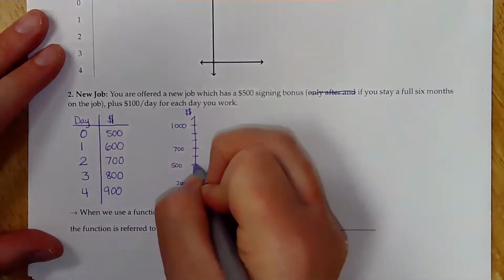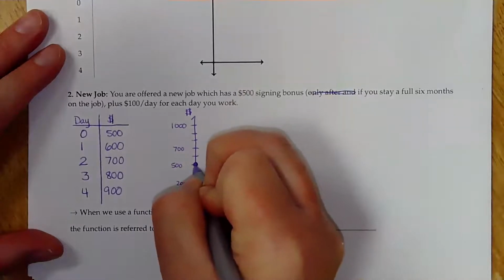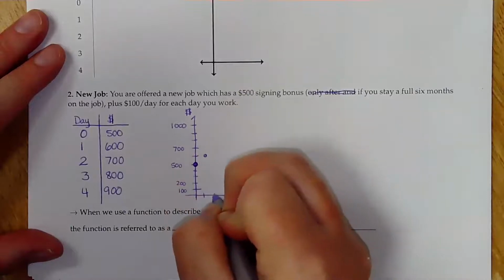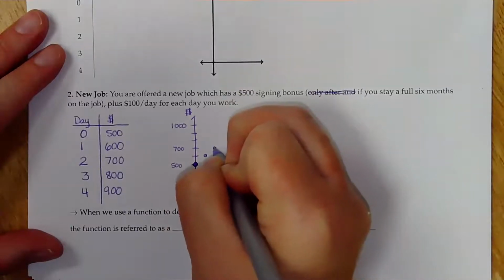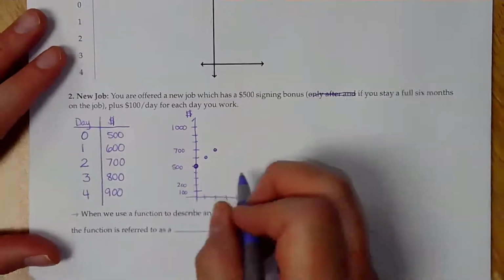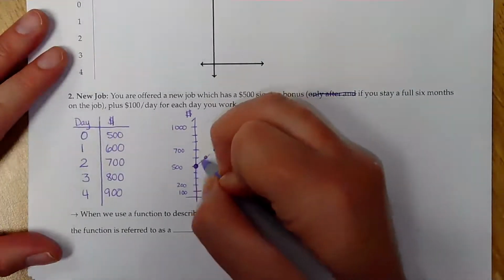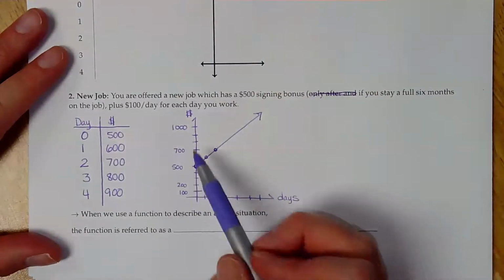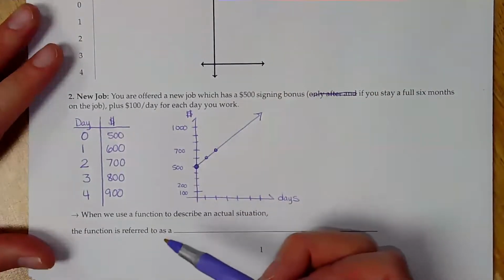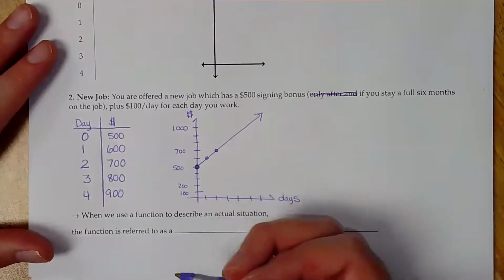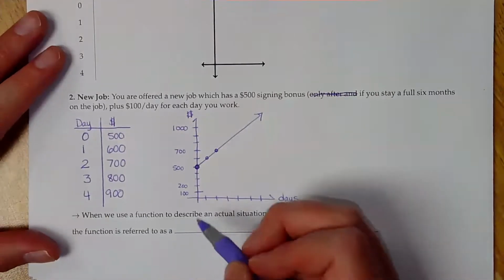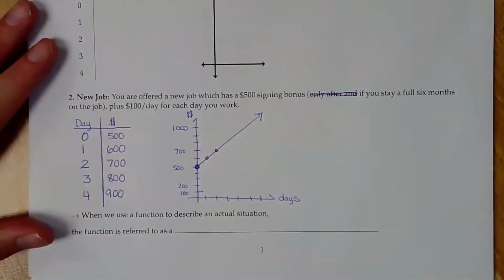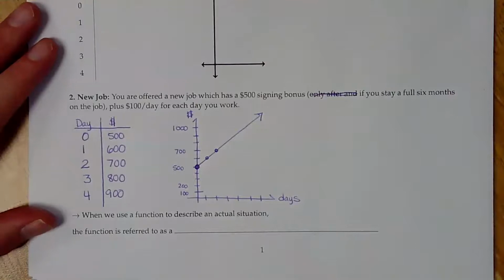Right, so here's my signing bonus of $500. And after that first day, I make $600. Second day, I make $700. And since this is a straight line, 3 points is really enough for me to be able to just finish sketching this. Now you could have gone by maybe 200s or something like that over here. That would have been totally fine as well. So as long as it's a reasonable scale, if you've gone by ones, then you probably drew this line way up the page, and that's not a very realistic scale, but anything that's a realistic scale is fine.